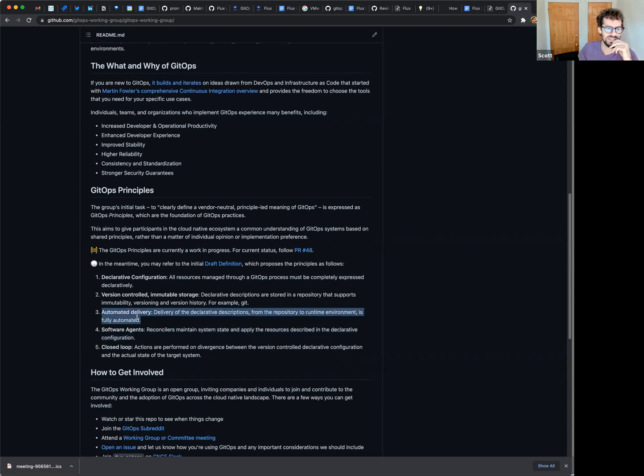In some ways it was much simpler, because in the next principle we have to make sure there's syncing between the desired state storage and the runtime environment. So in the following principle, the software agents, or reconcilers, can access that configuration, and reconcilers are running in the runtime environment. I think the reason closed loop was separated as a 5th principle was just because it really emphasized the closed loop concept.